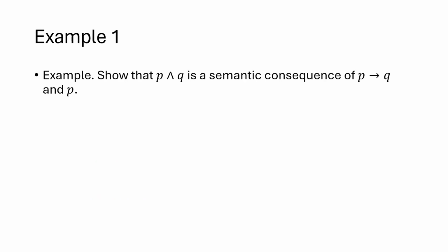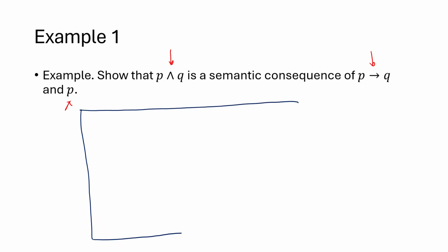Now, here's our first example. What I want to show is that P and Q is a semantic consequence of these two propositions: if P then Q, and P. So I have two premises, namely P, if P then Q, and P, and my conclusion is P and Q. So based on the algorithm that we had on the previous slide, I need to create a truth table for all my premises as well as my conclusion.